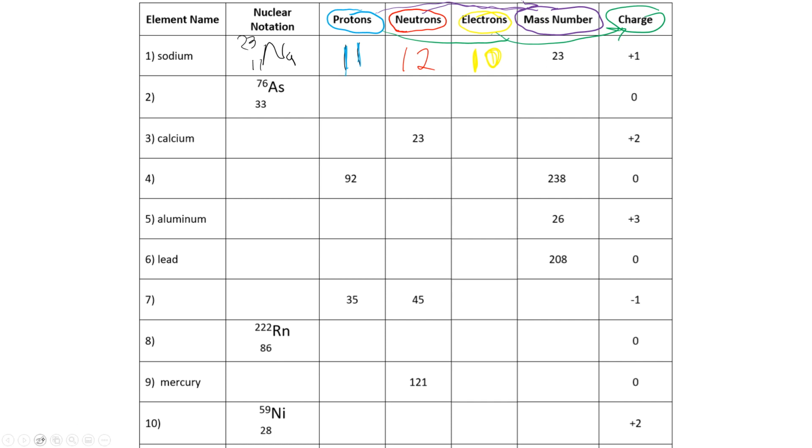Next, let's do arsenic. So arsenic is As. Actually, I don't know that that's arsenic. I think it is arsenic. Let me consult my periodic table.